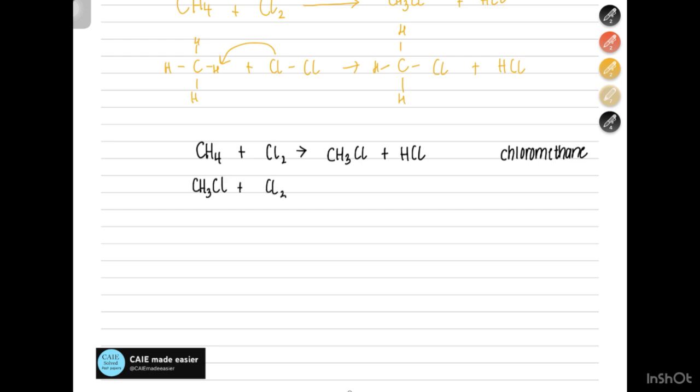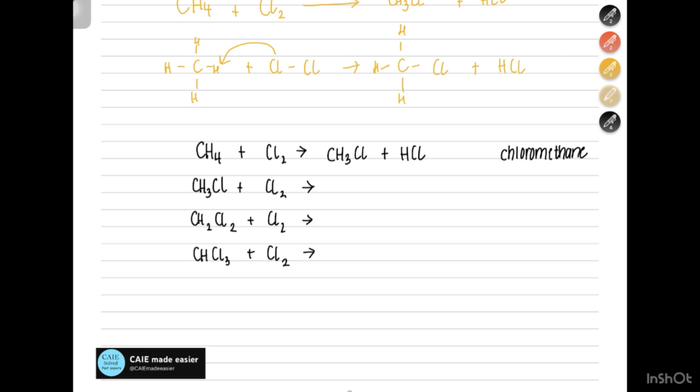Plus Cl2. What do we get? CH2Cl2, Cl2, and then CHCl3. It's very easy. You just have to draw the structural formula and replace one hydrogen with one chlorine atom from Cl2. Okay, now you can solve it.